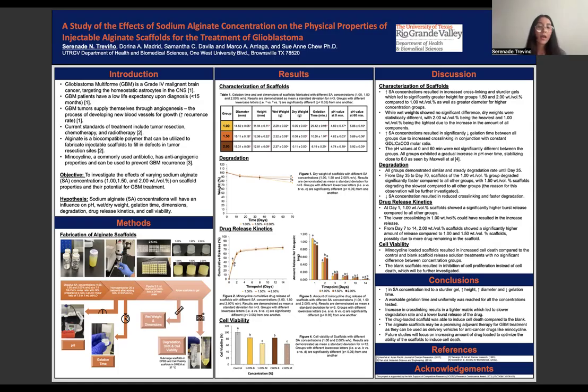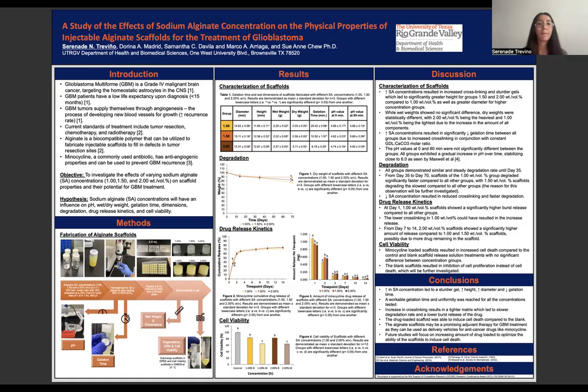What we see here is that the initial burst release shows 1% having a significantly higher burst release than the rest of the groups. And this is because of the lower cross-linking, again, in the lower percentage groups. And from day 7 to day 14, the 2% scaffolds showed a significantly higher amount of release compared to the 1 and 1.5% scaffolds. And this is possibly due to, again, the increase in sodium alginate leads to an increase in cross-linking.